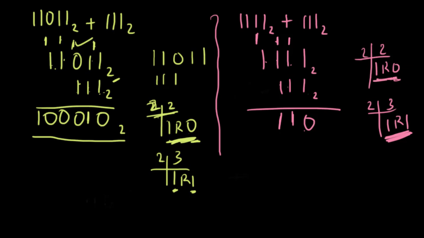2 divided by 2 is 1, remainder 0. So I put 0, which is the remainder. There is nothing up again, so I put 1 by the side. So my answer is 1, 0, 1, 1, 0 in base 2. Do you understand? Let's take another example.